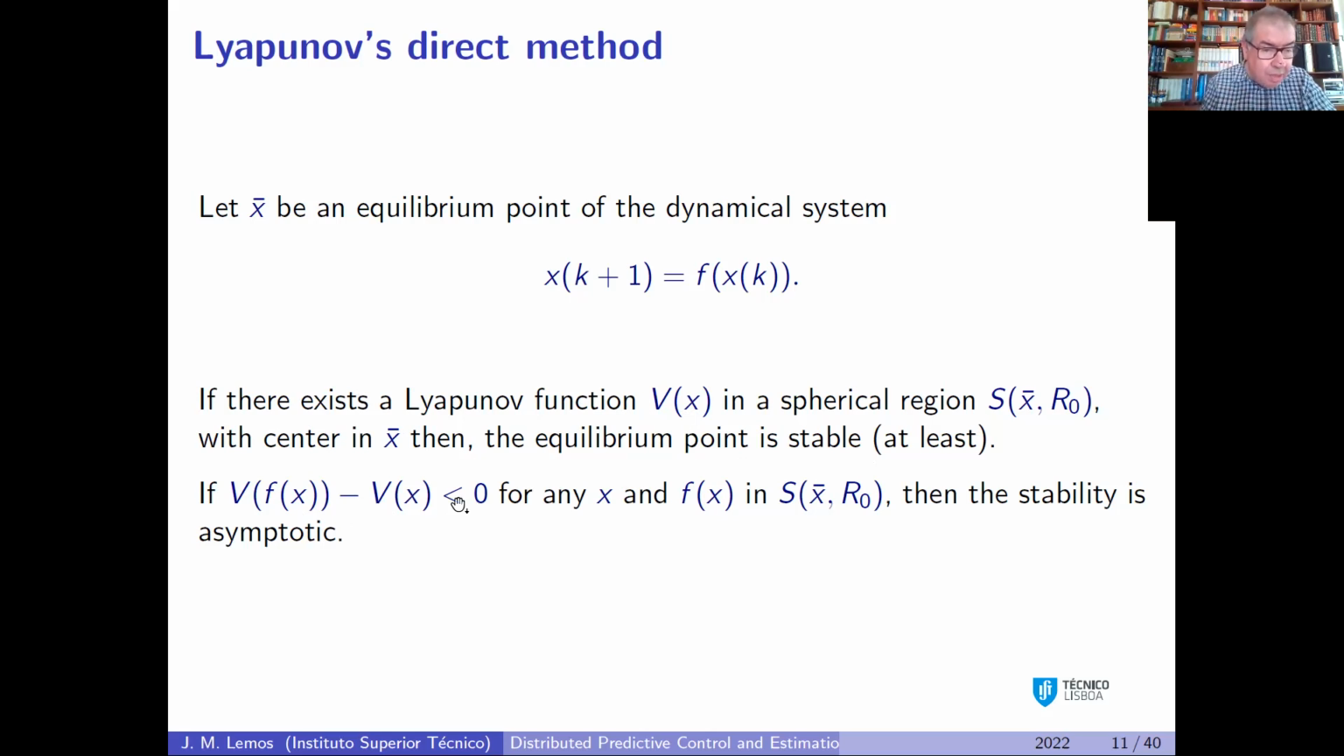In continuous time, this means that this is the total derivative of V with respect to time along the trajectories. Okay? Here, it's the difference. It's even simpler. Actually, sometimes this can be not so easy to handle in an analytic way.